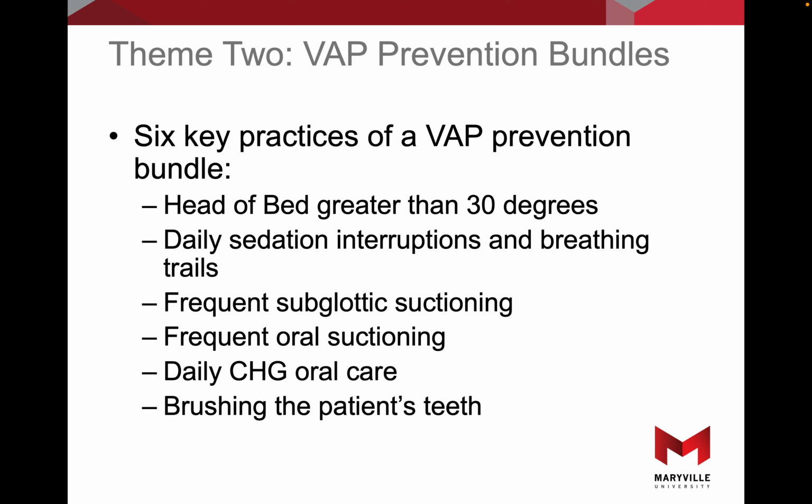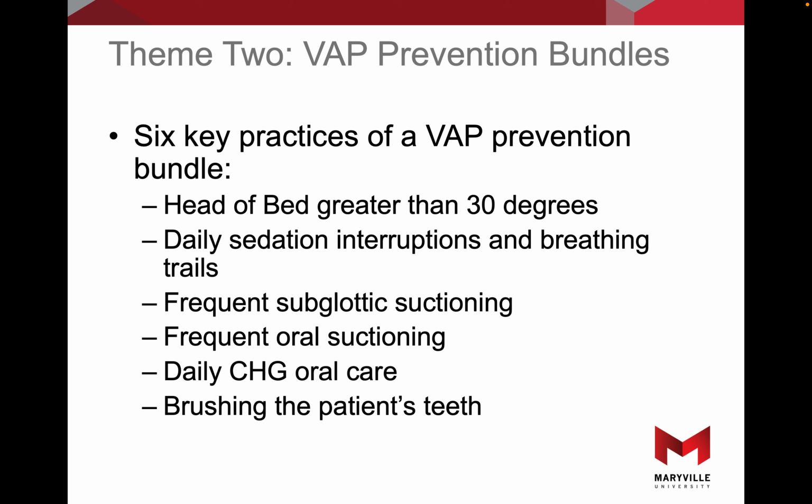The fourth strategy of the ventilator-associated pneumonia prevention bundle is the frequent oral suctioning. This is performed by taking a small oral catheter and sweeping it through the patient's mouth. This removes secretions that can enter the lungs and then result in a ventilator-associated pneumonia.